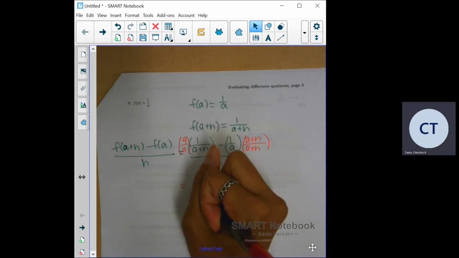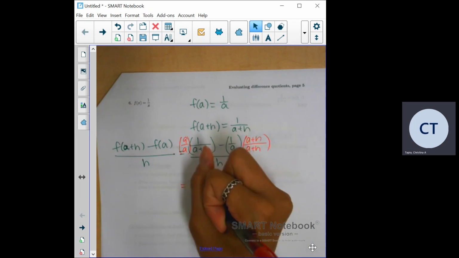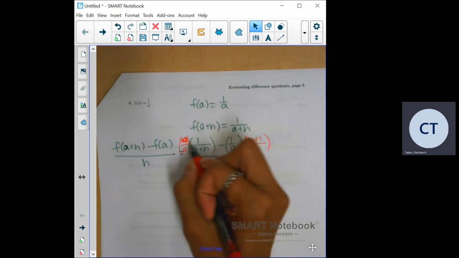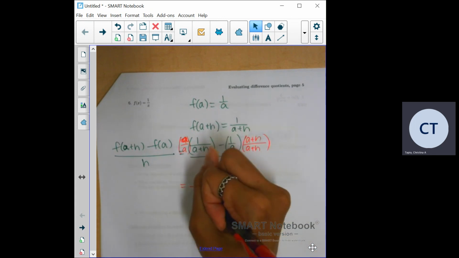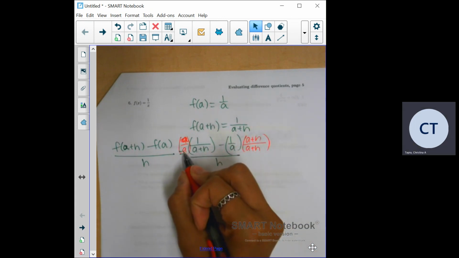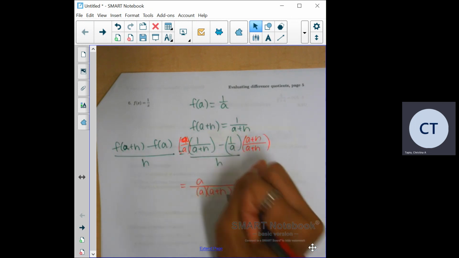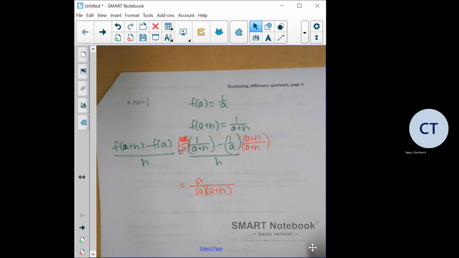So I'm going to rewrite this as, in the first fraction, we're going to have a times 1. This is an a as an apple, not a 9. A times 1, so that's going to be a. Denominator is a times a plus h. So a times a plus h. And you don't have to put the a in parentheses.